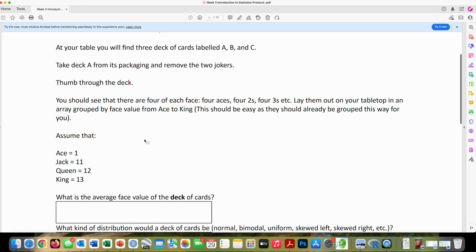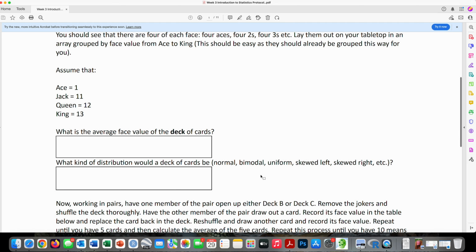And what they're going to do is they're going to get the card deck A, and they're going to spread that out on the table, and they're going to see that basically there are 4 aces, 4 twos, 4 threes, 4 fours, all the way up to 4 kings. And if we were to look at these things and treat ace as having a face value of 1, jack 11, queen 12, and king 13, you should be able to calculate what the average value of the deck of cards should be, and that value would be 7.